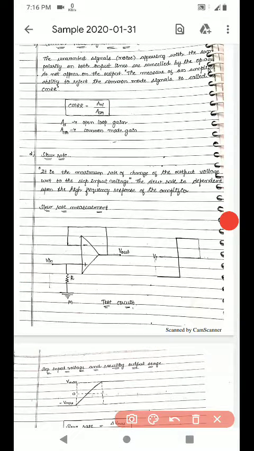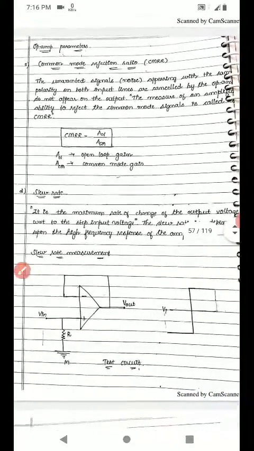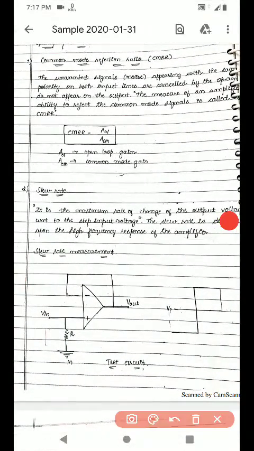Next, coming to the op-amp parameters, that is the operational amplifier parameters. The first one is CMRR, the common mode rejection ratio. Here, as I said, if both the inputs are the same, the output will be 0. That means they get cancelled. Hence, we have to avoid that. For that purpose, the common mode rejection ratio is used.